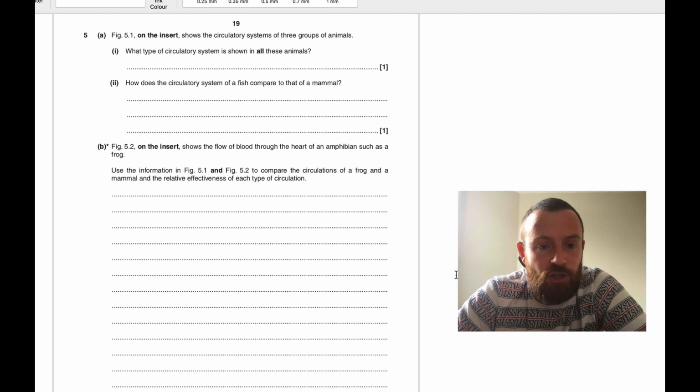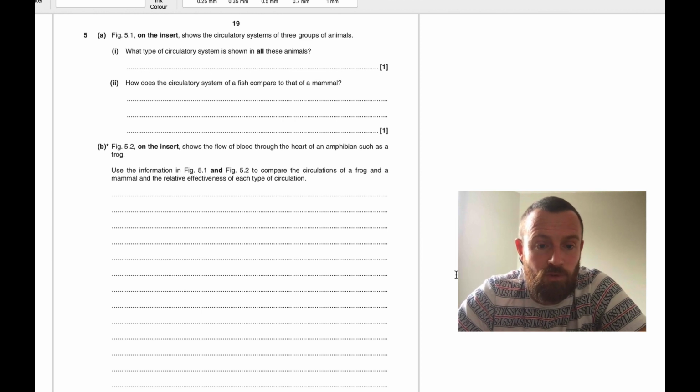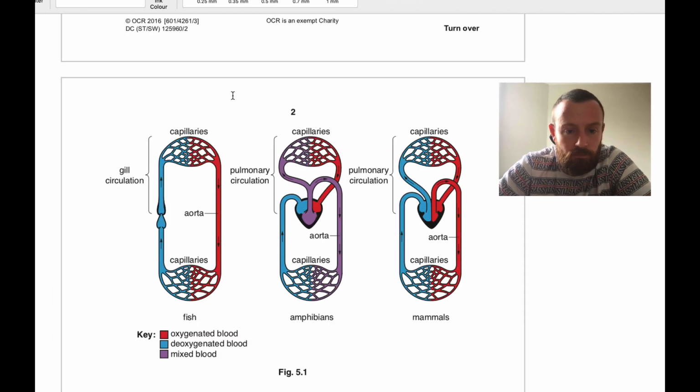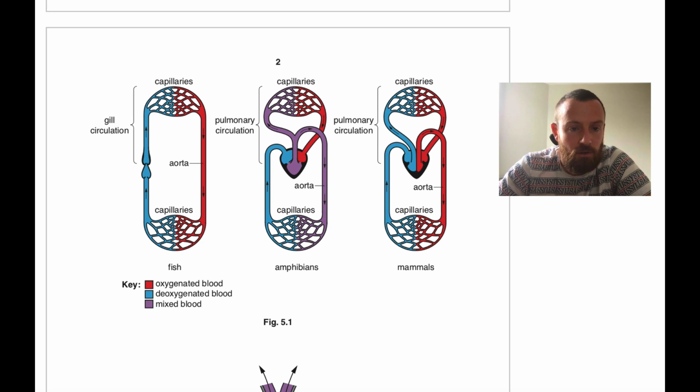All right, the insert shows the circulatory systems of 3 groups of animals. What type of circulatory system is shown in all these animals, and how does the circulatory system of a fish compare to a mammal? Here's the insert. Okay, so all 3 of these systems are closed systems, okay?